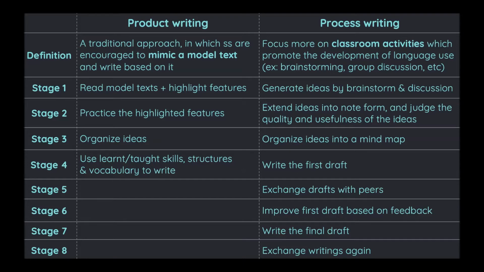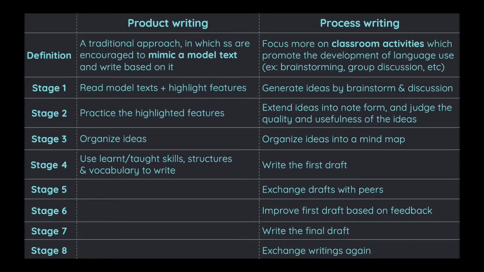On the other hand, we've got process writing, which focuses more on classroom activities which promote the development of language use. For example, brainstorming, group discussion, things like that. In the first stage of process writing, students generate ideas by brainstorming and or discussion. Next, they extend ideas into note form and judge the quality and usefulness of the ideas. In the third stage, students organize ideas into a mind map before writing their first draft.